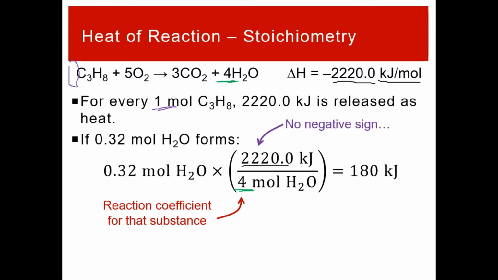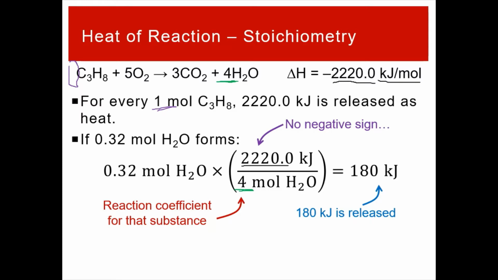You will note there is a little bit of nuance here that the delta H is negative. This is an exothermic reaction. Combustion usually is very exothermic. But we don't use the negative. Instead, when we write our answer, we would say that 180 kilojoules is released. We don't usually say that the heat is negative 180 kilojoules.